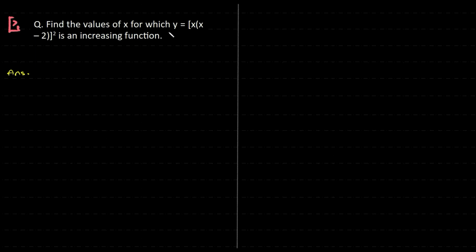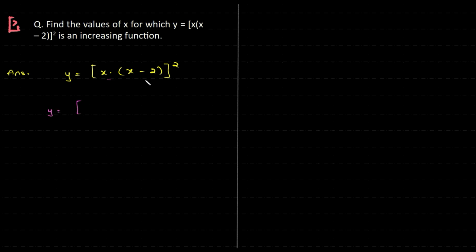Find the values of x for which y, which is equal to x times (x minus 2) the whole square, is increasing. We can do this using our product rule and then chain rule. So that would be a bit long. So alternatively, I would do this.